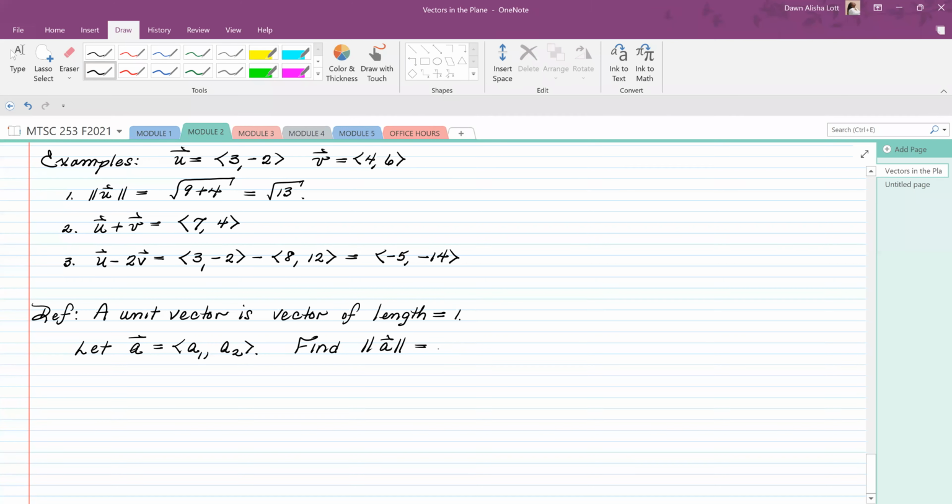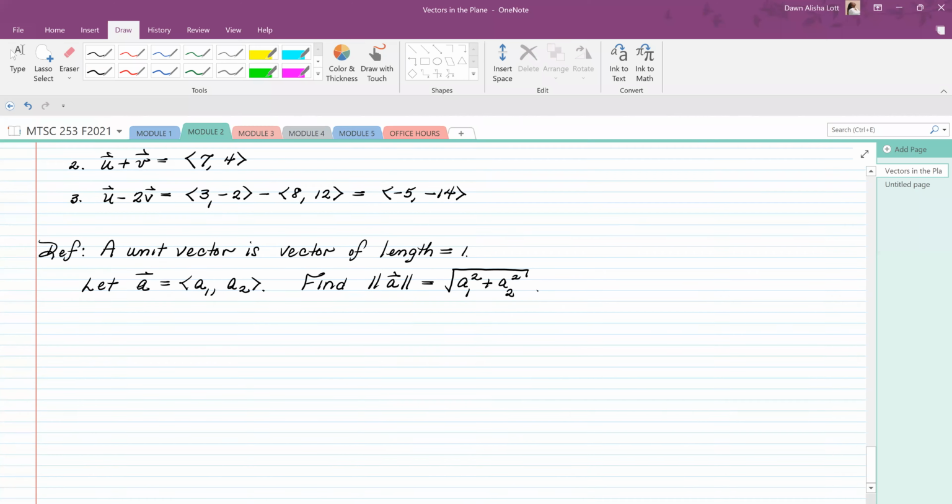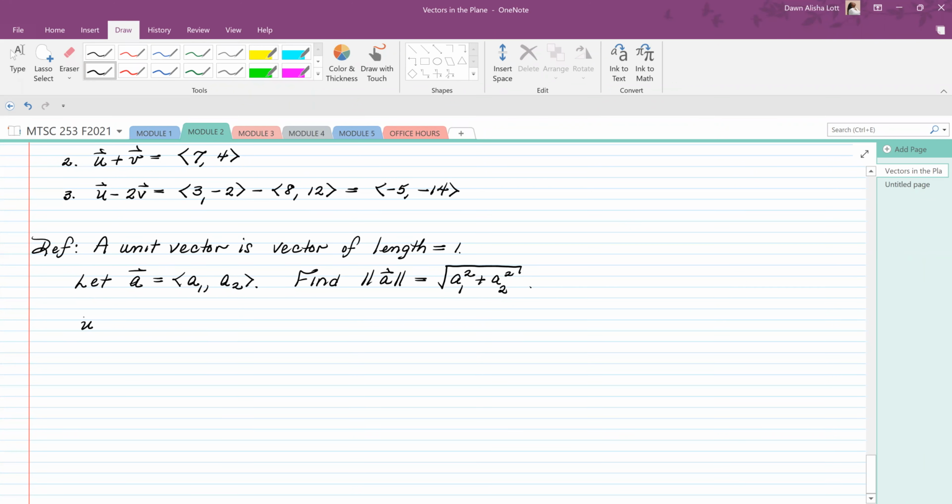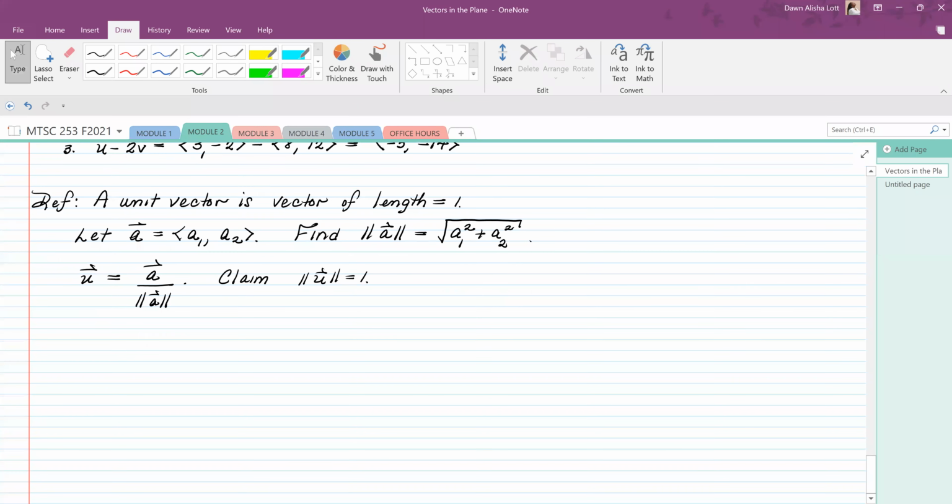And then that is the square root of A1 squared plus A2 squared. And then we're going to define this new unit vector, and it's going to be A divided by its length. So my claim is the length of u now is 1. So if I take any vector and divide by its length, I get a vector of length 1.